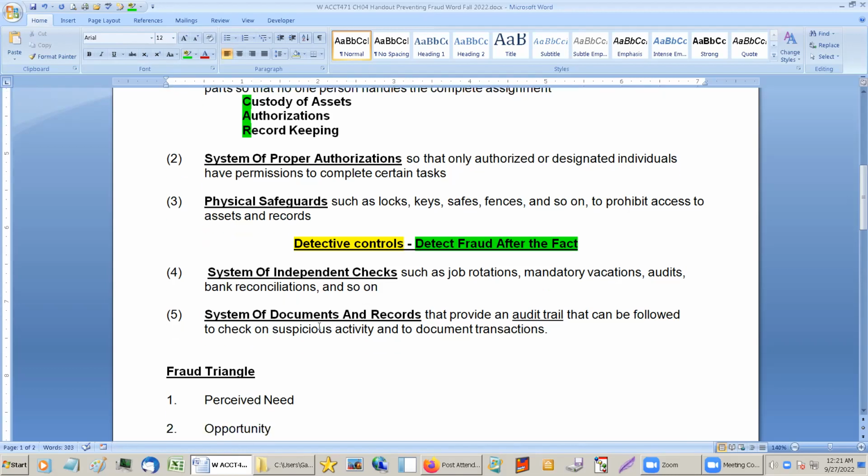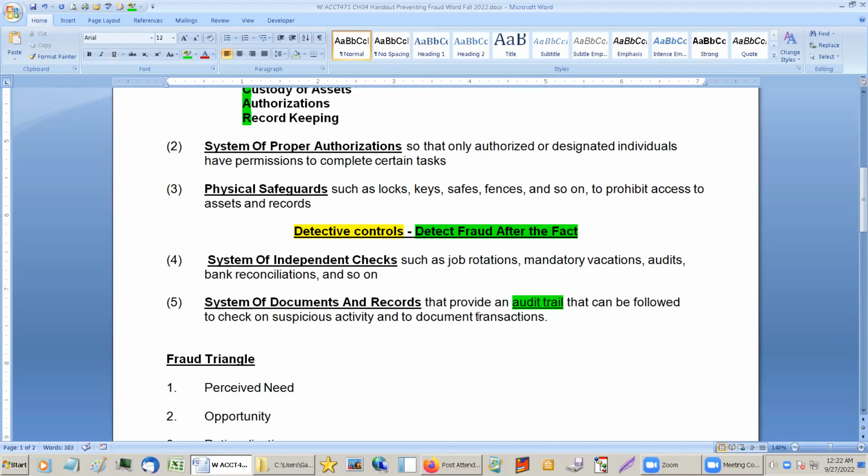A system of documents and records that provide an audit trail that can be followed to check suspicious activity. A lot of times, if there's a good audit trail, one of the interesting things is, for computers, they thought that the audit trail would be compromised, but what they really find is that computerization really strengthened the audit trail.